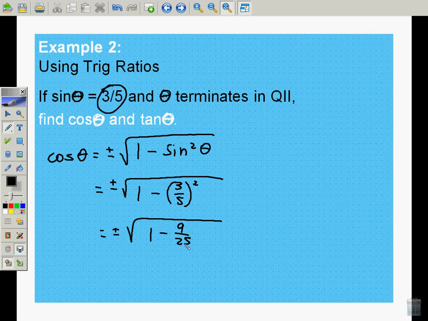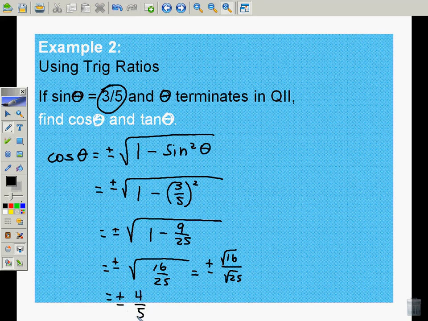Watch what happens. You're going to kick yourself when you see what happens. 16 over 25 is left. Plus or minus the square root of 16 over 25. Now, remember, this is really equal to plus or minus the square root of 16 over the square root of 25. Guys, look at what happens. It's a beautiful thing. Okay? So I have now equal to plus or minus 4 over 5.